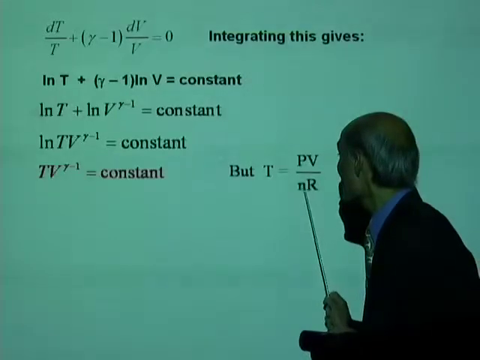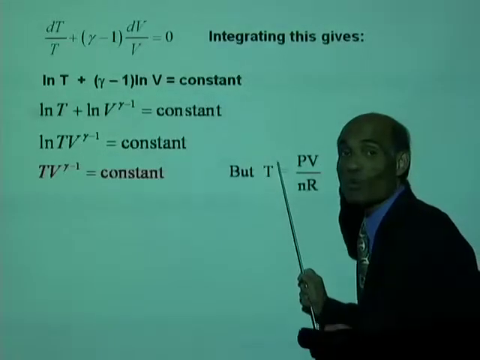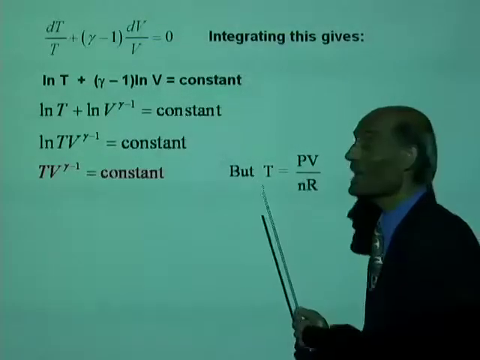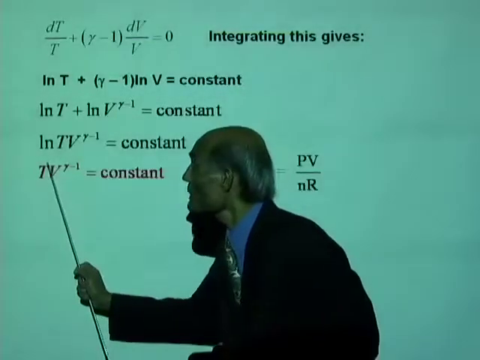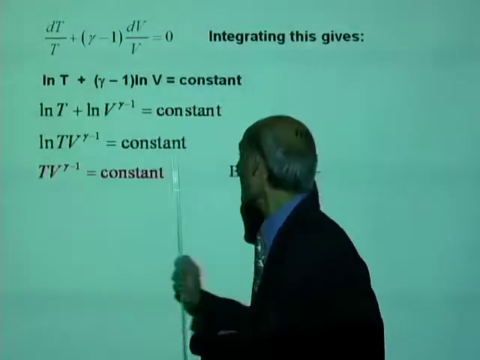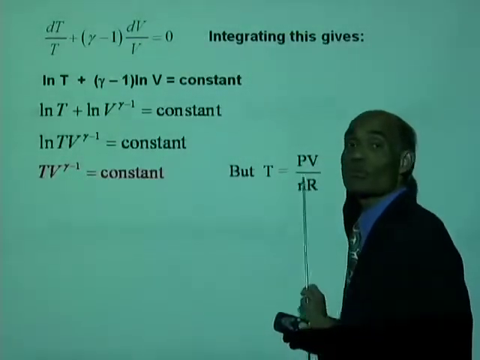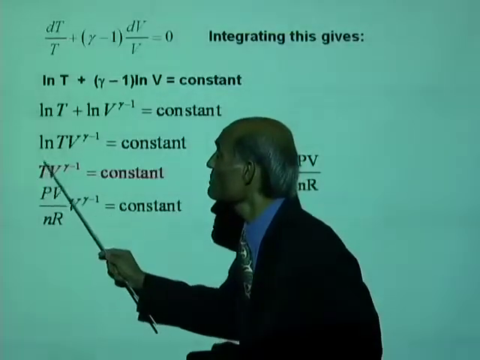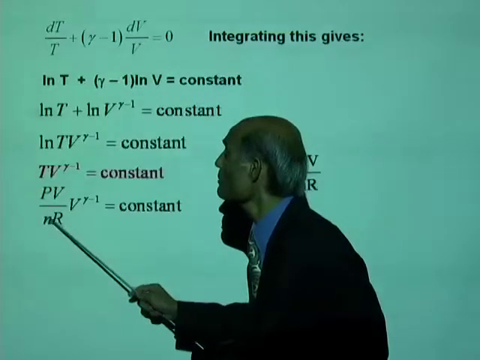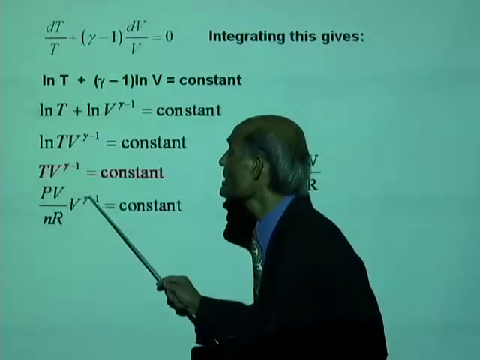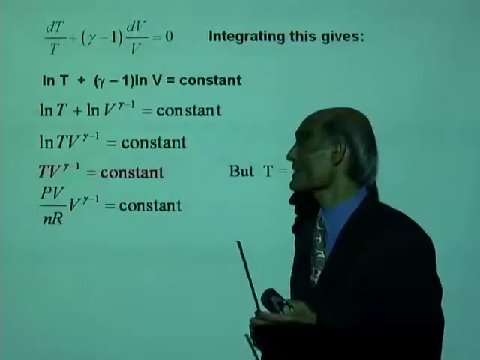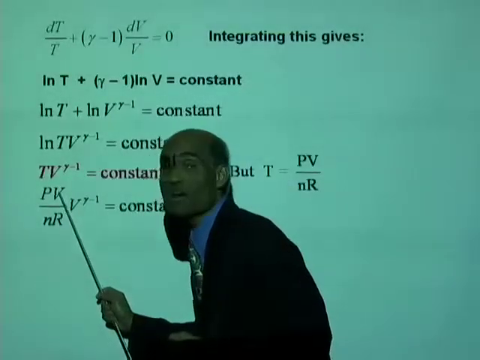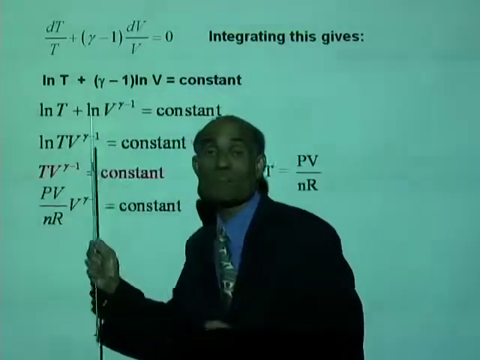PV equals nRT. Solve for T from there. We get T equals PV over nR. Now, let's replace T here by PV over nR. And what do you get? This T will be replaced by PV over nR times V to the power of gamma minus 1 is a constant. Alright, tell me, what is V times V to the power of gamma minus 1?